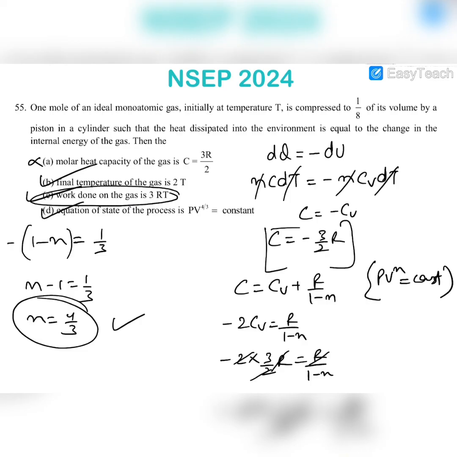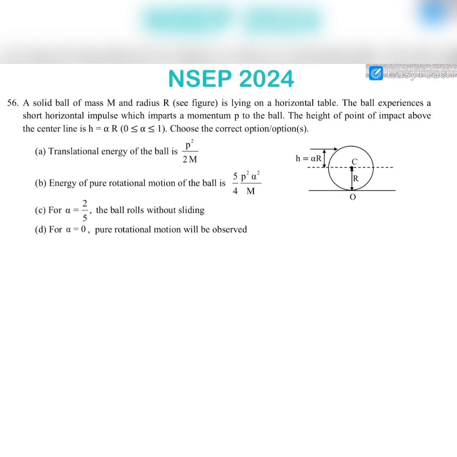Now let's move on to the next question. In this question, you can see that there is a solid ball of mass m and radius r. It is lying on a horizontal table, and it is not mentioned whether there is friction present or not, so we cannot assume the friction on our own. This ball is being applied with a short impulsive force at this point, at a height of alpha r from this central line. This impulse provides a momentum p to the ball, and we have to find out the correct option.